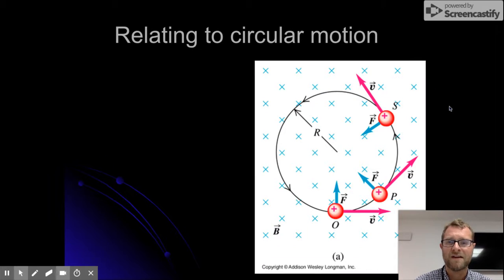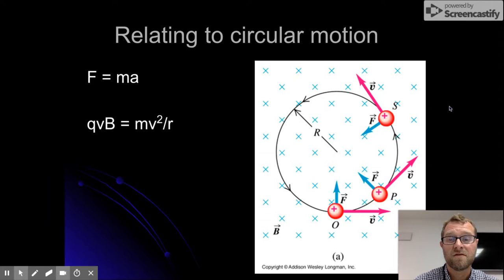This all turns out as recognizing that the force which is applied is going to be towards the center of a circle. So if F equals ma, mass times acceleration, in this case we're going to consider the force to be equal to qvB, it's the force on the object, and mv squared over r, if you remember back, that is the force required to keep an object in circular motion.